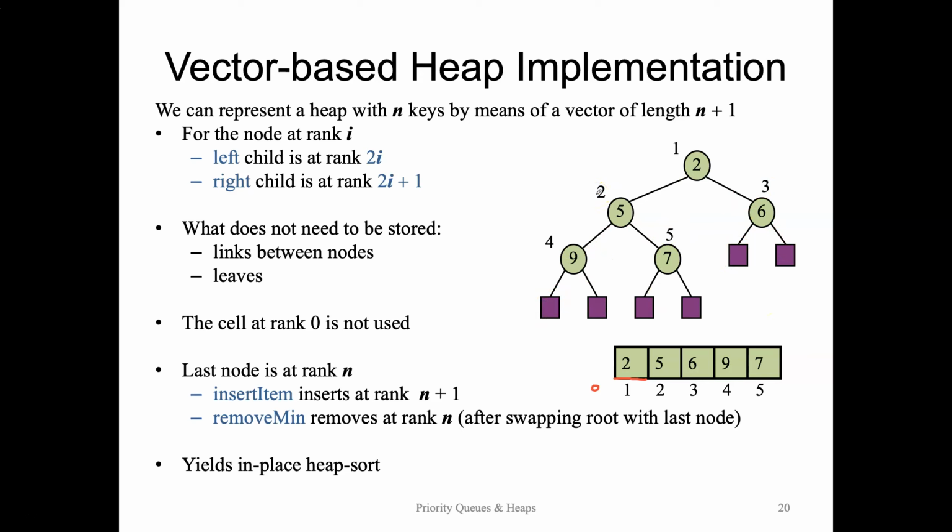So we don't actually have to store links between nodes because this is inherent based on what rank it has. And this gives a nice way that we have immediately the last node is at rank n. So we know where our next node should be as well. So this gives us an in-place heap sort if we were to use this in order to implement our heap, and we used our generic priority queue implementation in that way.